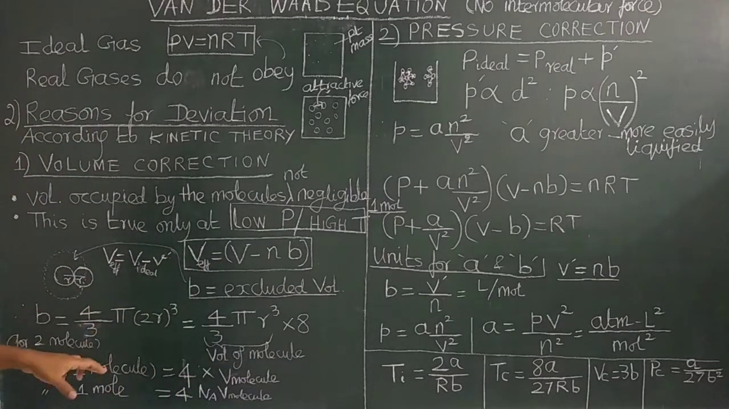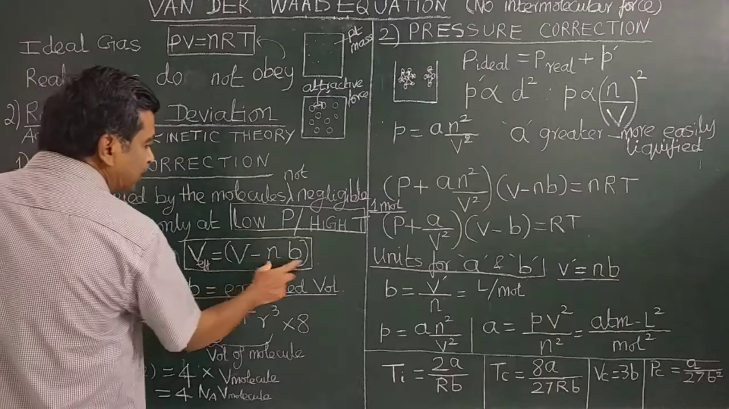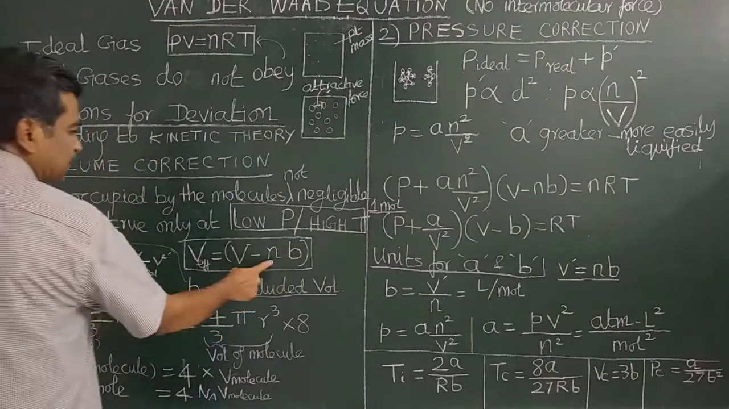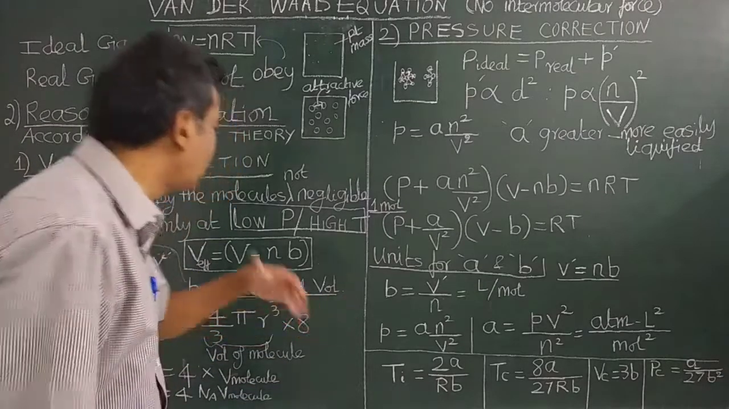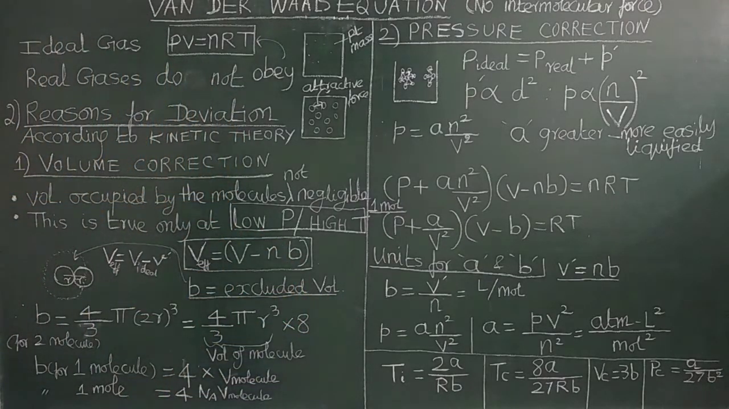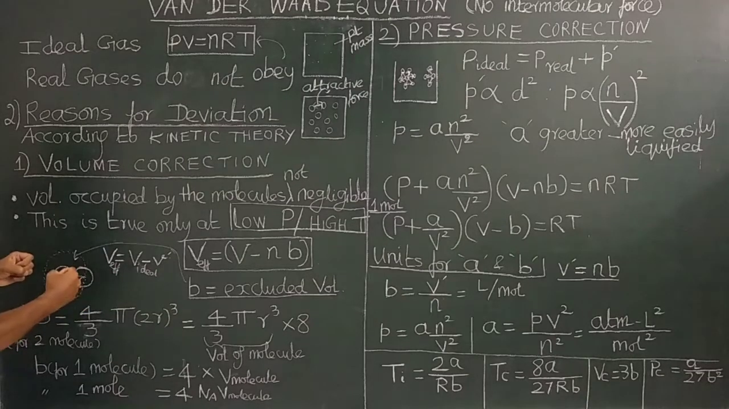Now, how to calculate this? V prime is equal to nb. n is the number of moles. b is called the excluded volume or co-volume. How is it calculated? Based on the assumption that two molecules cannot come closer than the distance 2r. They cannot come closer than this distance, because the two spheres are impenetrable.